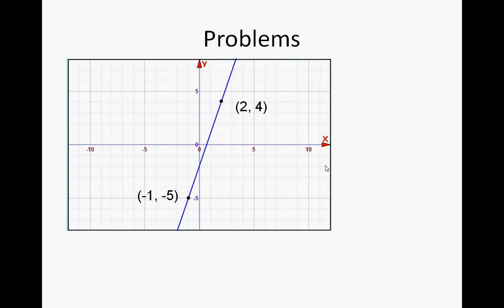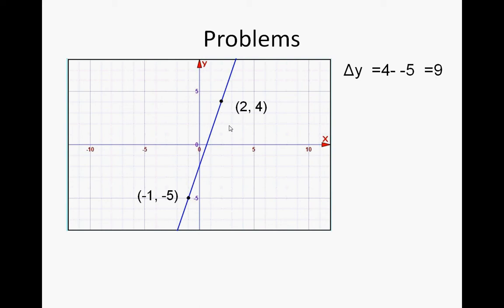Sometimes that just helps to remember. Okay, anyways, so we're going to calculate the slope of this line between negative 1, negative 5 and 2, 4. So what do we do? Well, we need the change in y. So we look at the second coordinates, 4 and negative 5. 4 minus negative 5, and we get 9.